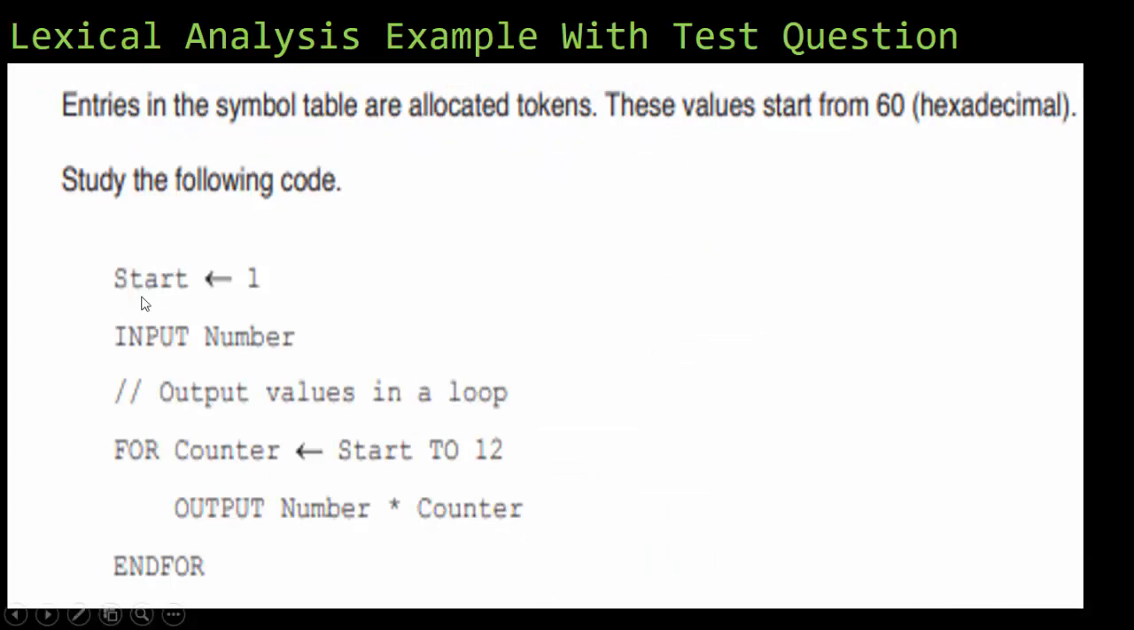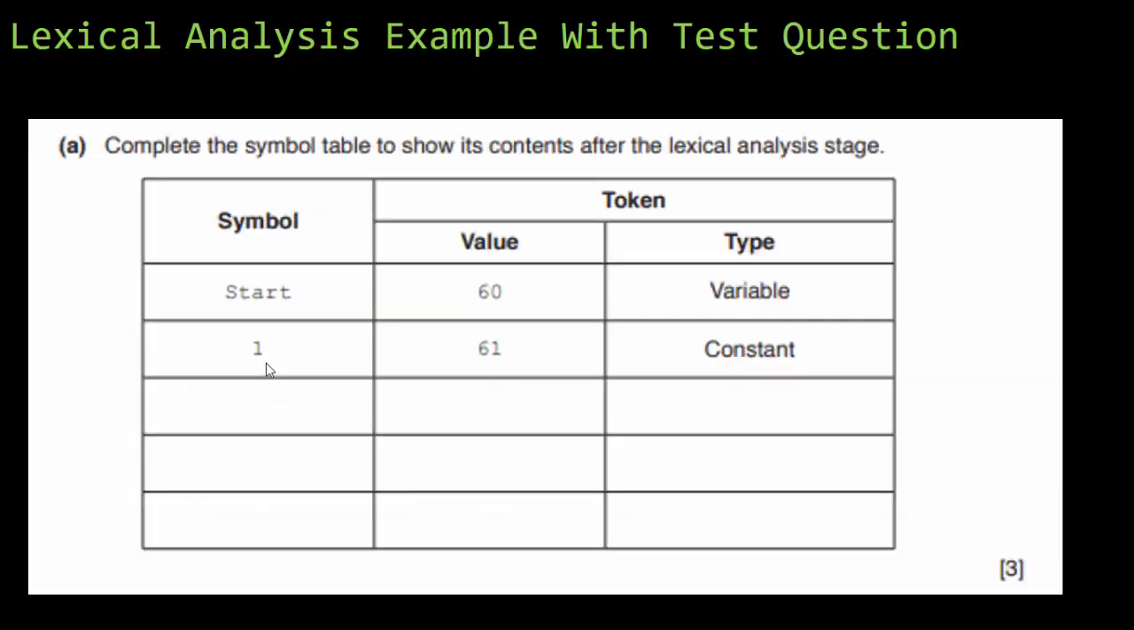Here we have some code, start. That is something that we created. That is not in the token table. The computer does not recognize start as a keyword. Number, that is a variable that we've created. It is not already in the token table, so we have to put these in the symbol table because they are symbols. And here's our symbol table, and we're going to fill it out.